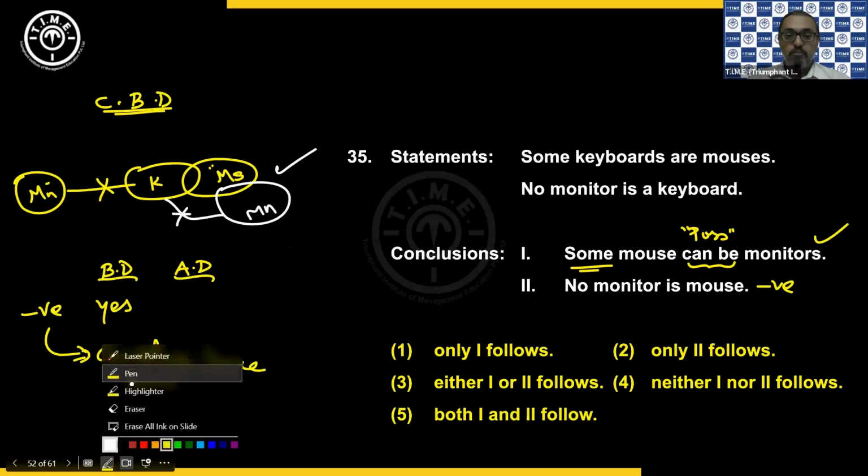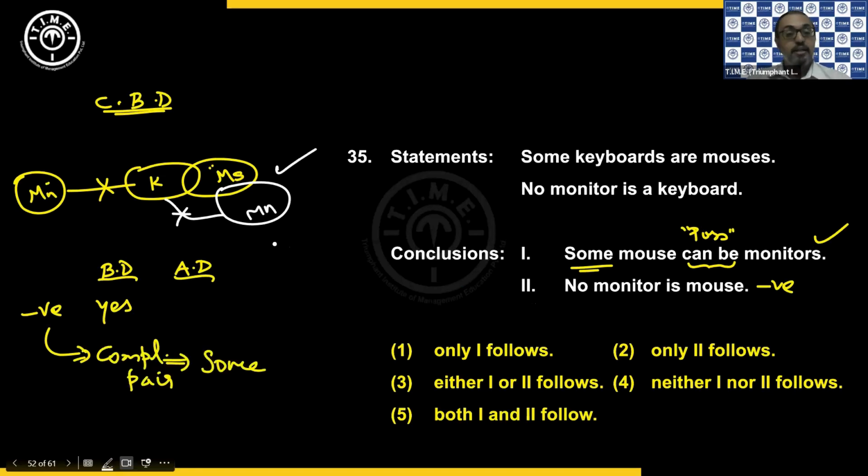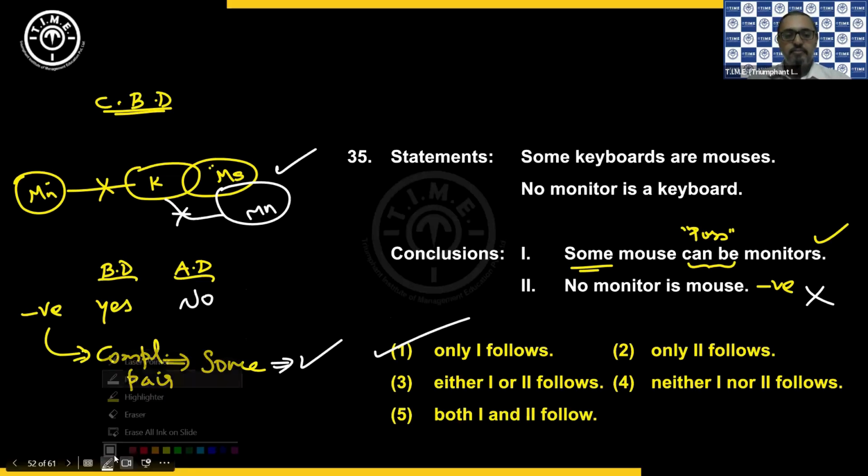Now some monitors are mouse we have already drawn using the earlier conclusion. Is it possible? Yes. That means the complementary pair satisfies. That means the given negative will not satisfy anymore in the alternate diagram. So negative does not follow anymore. So my answer to this will be only 1 follows. Correct? Yes. Only 1 follows. All right.